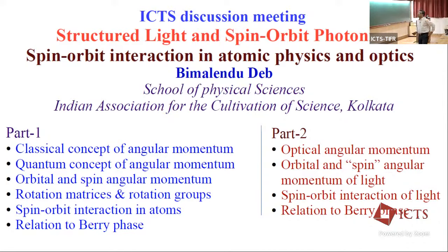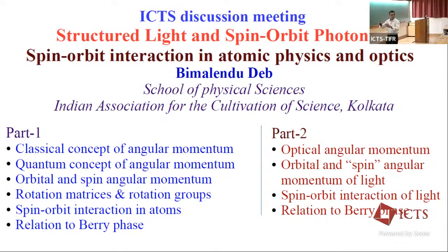Okay. So I have organized my talk in two parts. Part one, I would introduce the classical concept of angular momentum, then the quantum concept, what is called orbital angular momentum and spin angular momentum, and how they are represented by rotation matrices. Then spin orbit interaction in atoms. This part I will cover in some detail. And the relation to Berry phase of atomic spin orbit interaction, how does it connect to geometric phases or Berry phases? Okay.